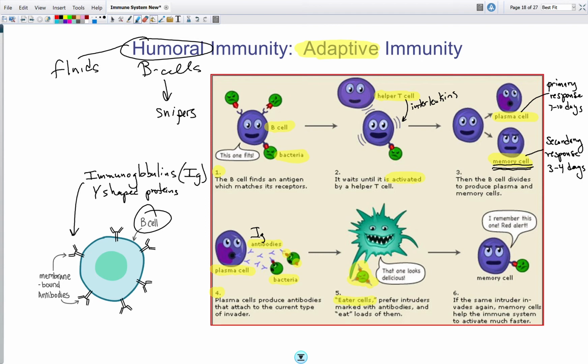Now the phagocyte comes in, phagocyte goes nom nom nom, eats it up, gets rid of the bacteria. The memory cell, of course, will remember this whole thing, and the second time you're infected by the same bacteria or the same virus in the future, your response is faster.